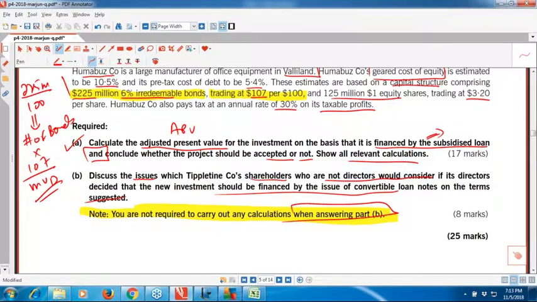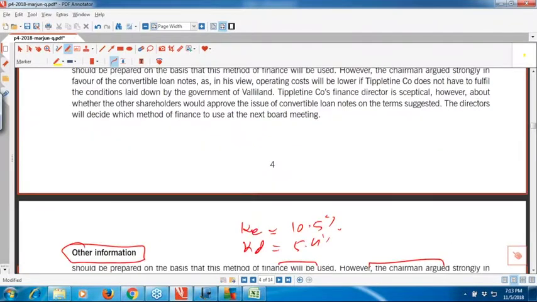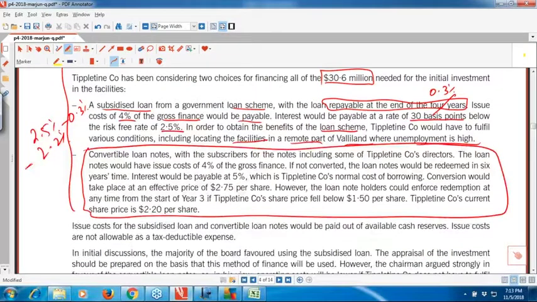Now, what is that relevant information? The question specifically mentions: calculate adjusted present value on the basis that it is financed by a subsidized loan. So if it is financed by a subsidized loan, I'm only going to restrict myself to the subsidized loan right now. The convertible loan note is the next part of the question, so I'm not going to go through it right now.